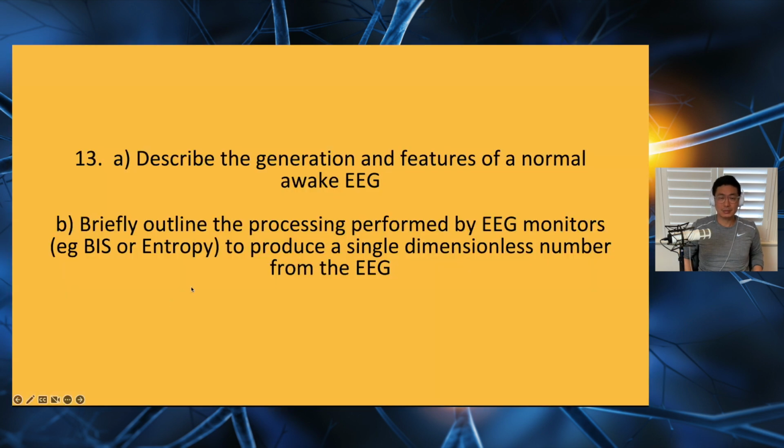I think there wasn't as much to learn in neuro, so sleep and EEG wasn't too much that I felt like we had to learn. I like that they're breaking it up into very specific things: describe the generation and features of normal, and then outline processing performed. So I think we probably all have done a summary on that, which you can try to reproduce.